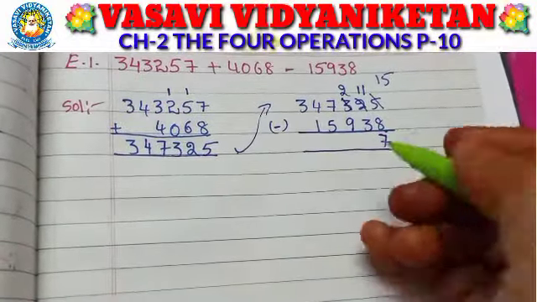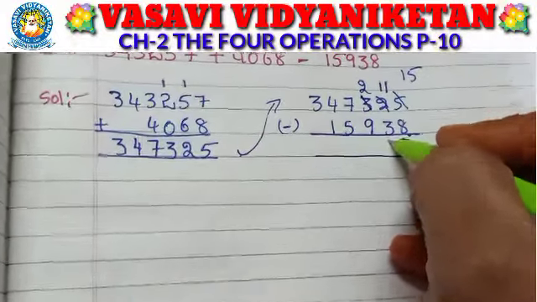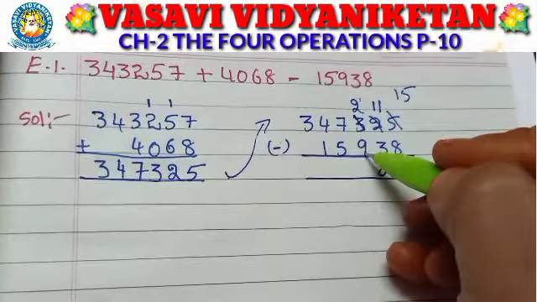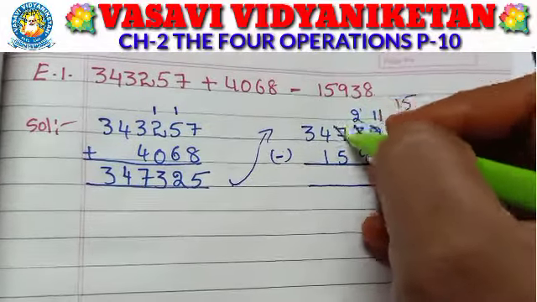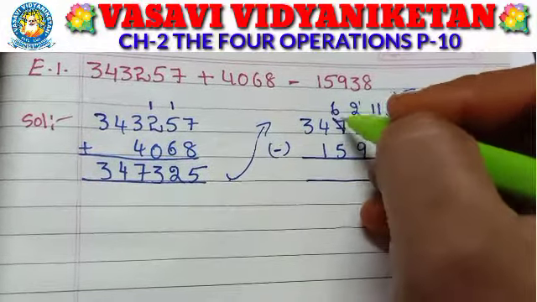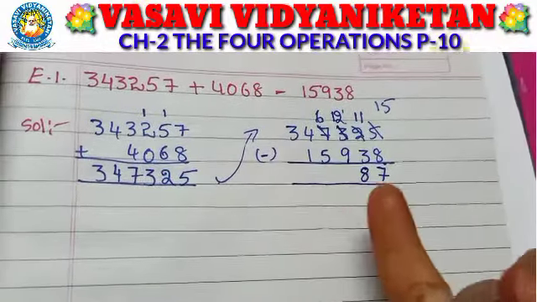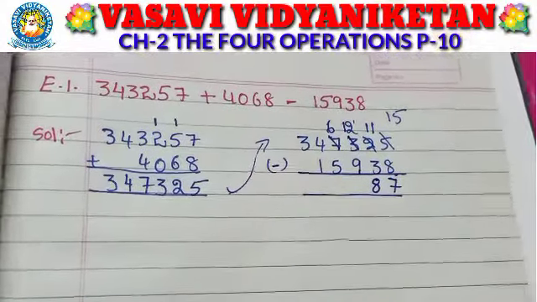So, 11 minus 3, 8. Next, 2 minus 9, is it possible? No. Again, you have to take borrowing from 7. Here, 6. Here, 12. So, 12 minus 9. 9 after 10, 11, 12. How much? 3 only.